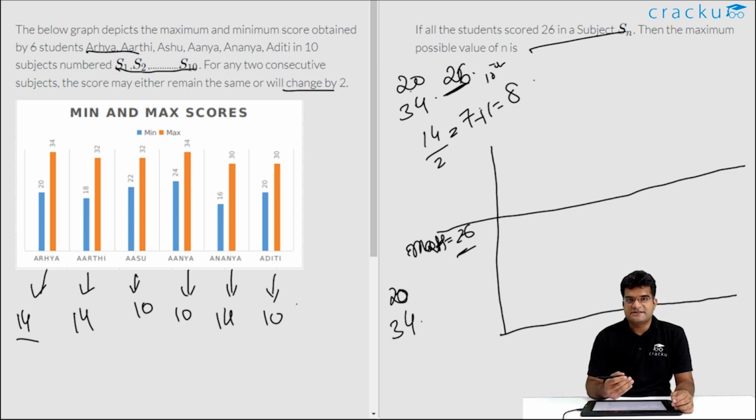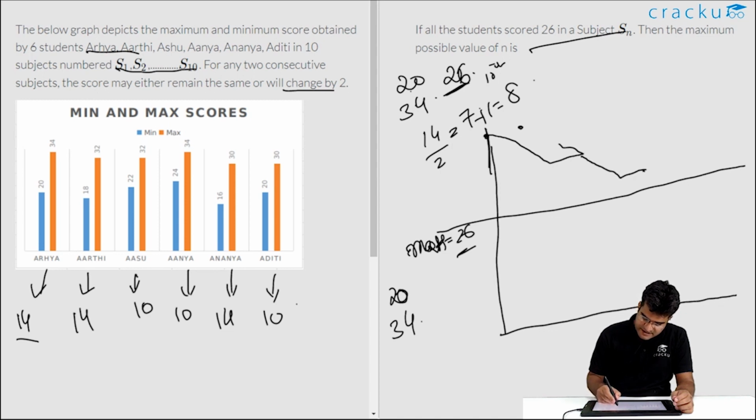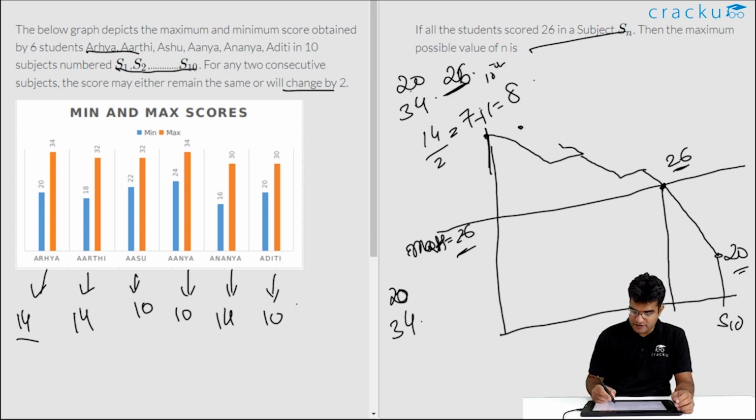So if her plot is decreasing, it will intersect this line much further ahead. So we have to ensure that she starts off with 34, then goes down, goes flat for some time, goes somewhere, and finally she'll intersect this at 26. This is her subject. This is, say, S of N, and her score in S of 10 has to be 20. Again, it has to be 20 because we notice that 26 is closer to 20 than 34. So this 26 has to be closer to the end, so it has to be this way.